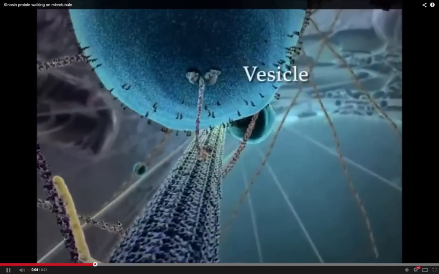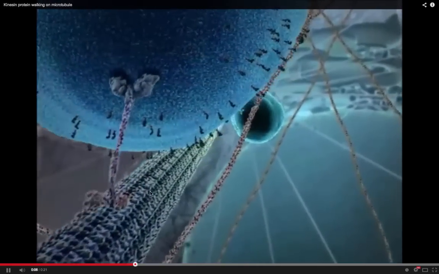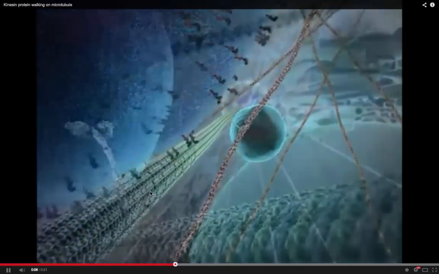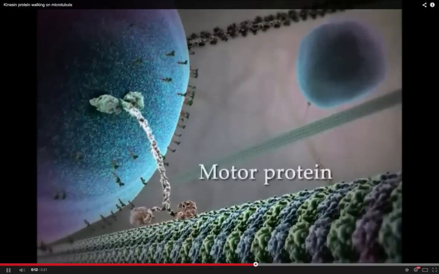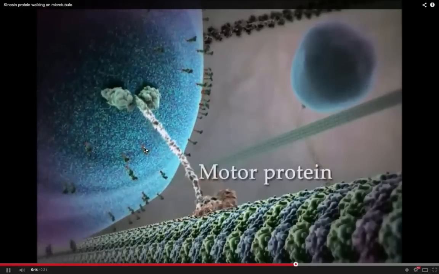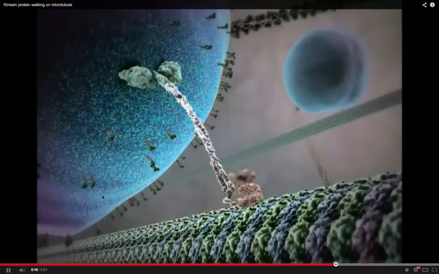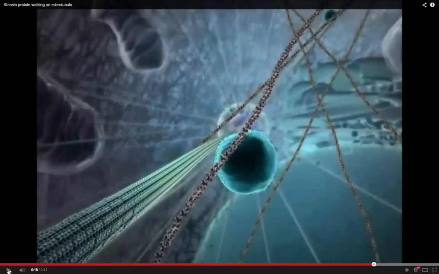Let's watch this again just real quick. Moving it along, binding ATP, releasing ATP, binding ATP, releasing ATP. Constantly doing this as it moves this vesicle to one part of the cell.